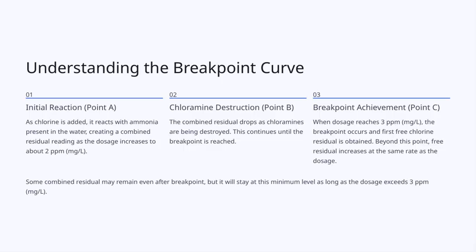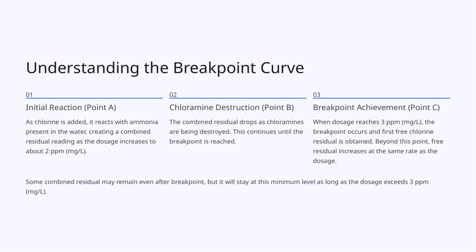Let's take a closer look at understanding the breakpoint curve. First, at point A, which we call the initial reaction, when we start adding chlorine, it immediately reacts with the ammonia already present in the water. This creates a combined residual reading, and as we increase the chlorine dosage up to about 2 ppm, we see this residual level rise accordingly.